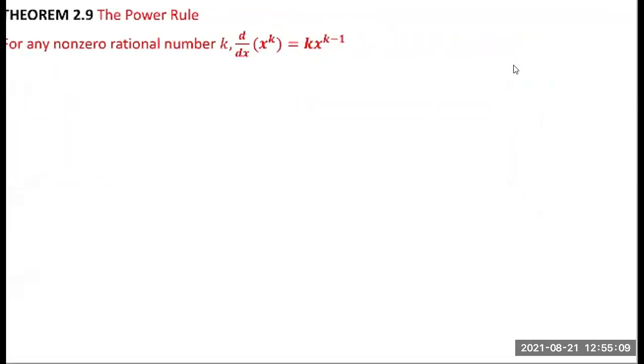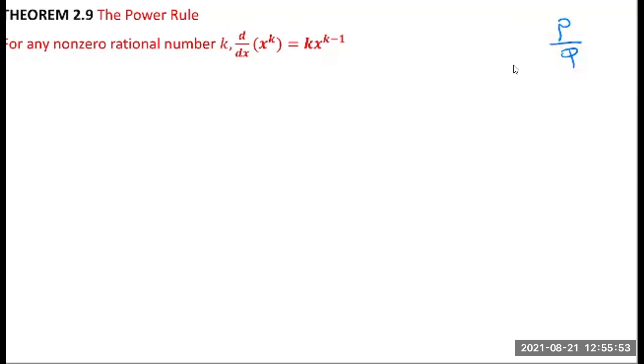Next, we have this very powerful rule called the power rule. This is an extremely important differentiation formula in this chapter. What this rule tells you, this is of course Theorem 2.9, is that for any non-zero rational number k, this k can be any non-zero rational number. Notice that a rational number is a number of the form p over q, where p and q are integers, but q is not equal to 0. You know why q is not equal to 0, right? You cannot have a 0 denominator. So any number of this form is called a rational number, with p and q being integers, with q not equal to 0.